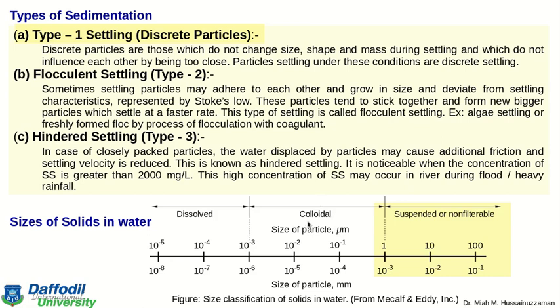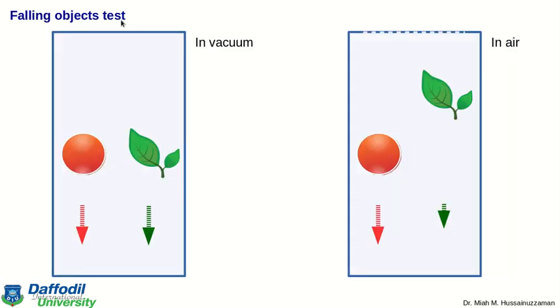Like when you mix powdered milk in water, it becomes a colloid. We cannot settle them, we cannot filter them. So for that kind of particle we need a different kind of settling, that means flocculent settling. And the larger particles can be analyzed using the discrete particle settling technique. And what is the technique?